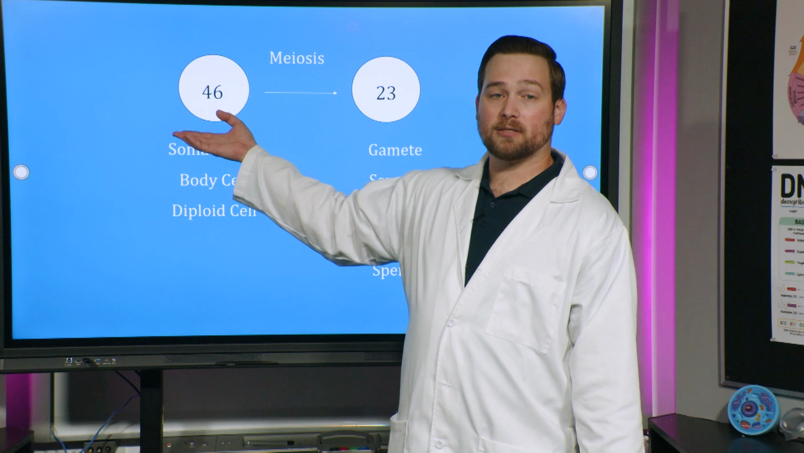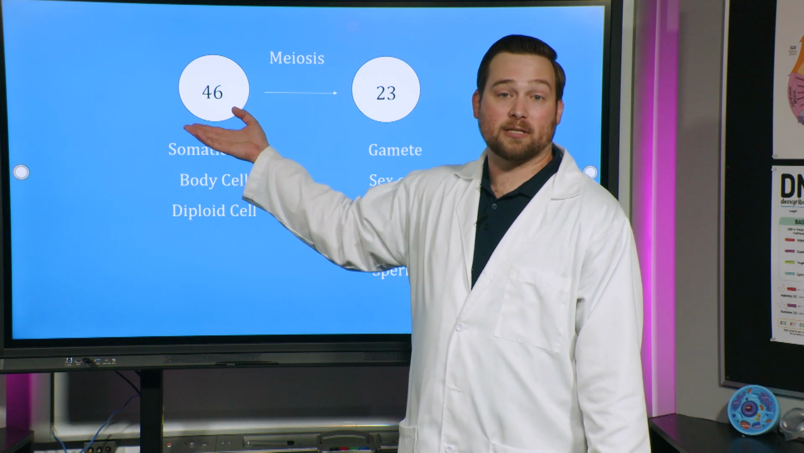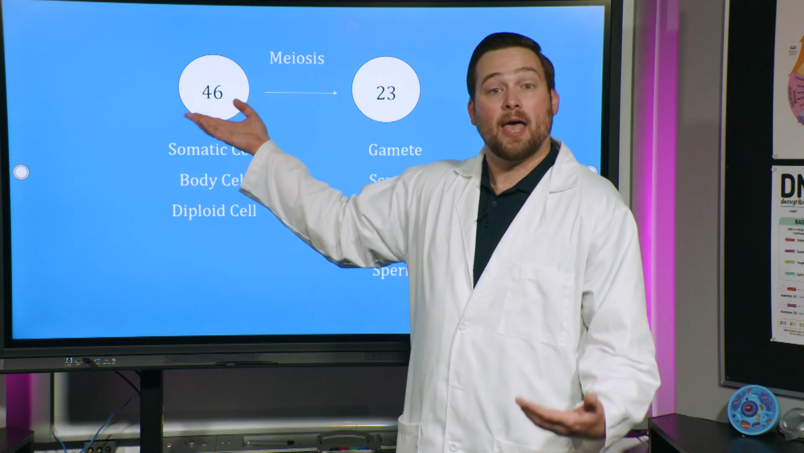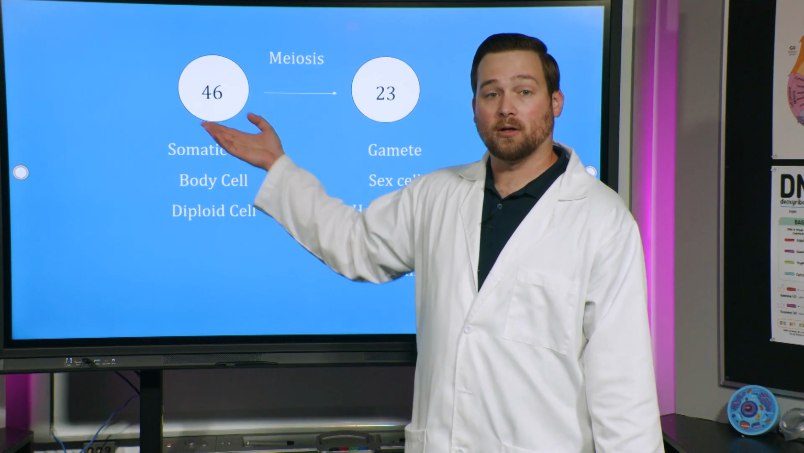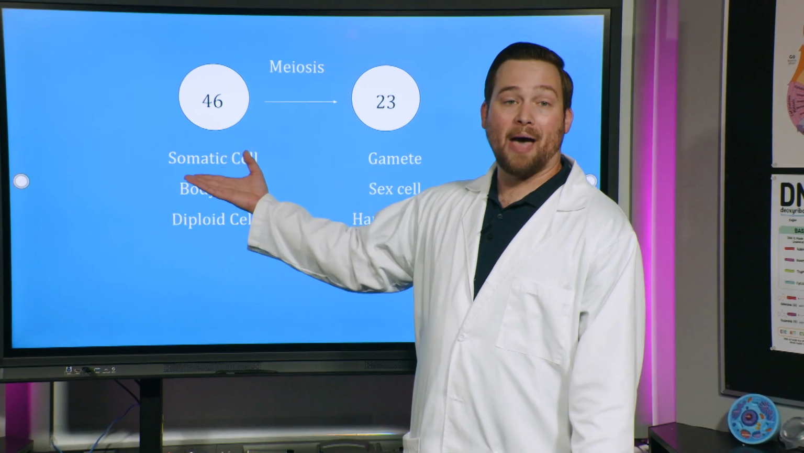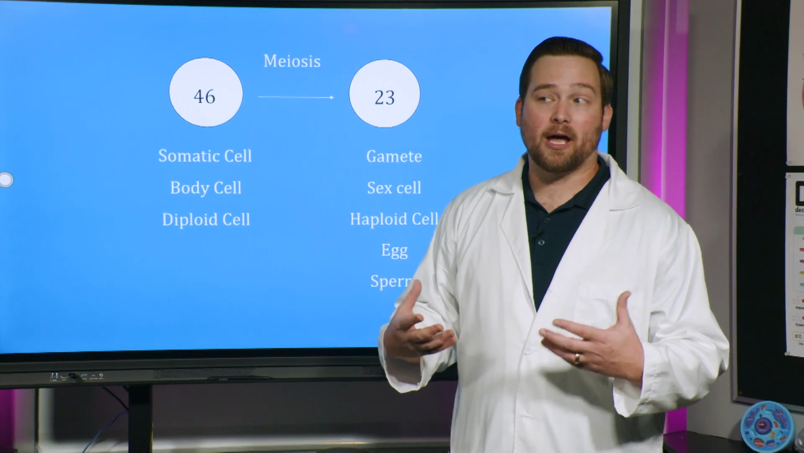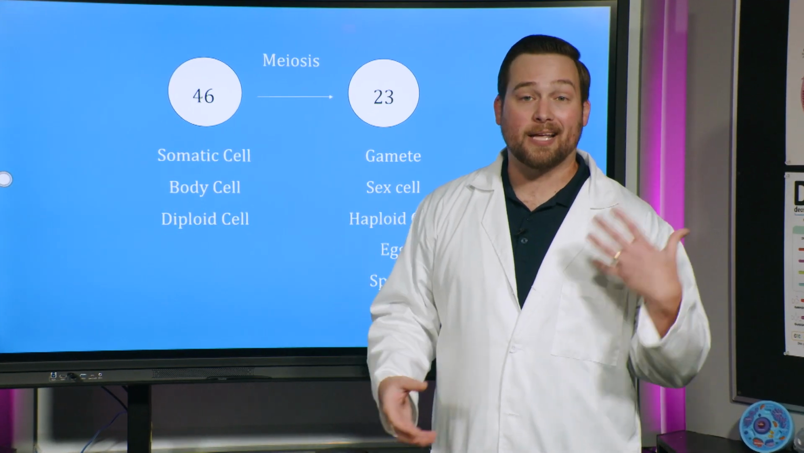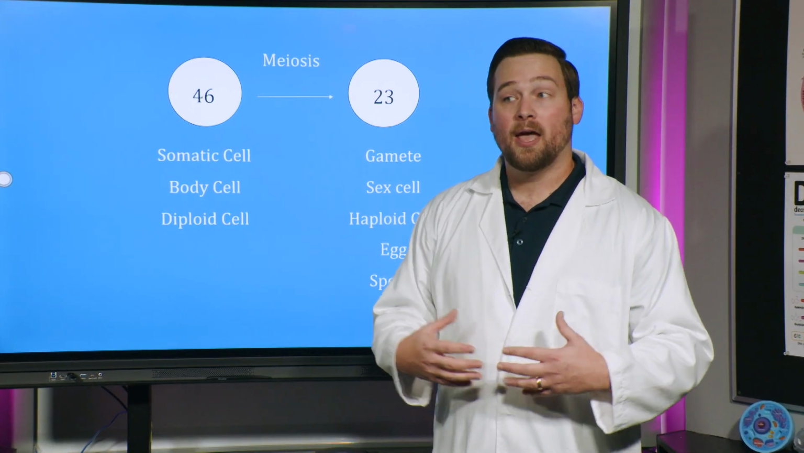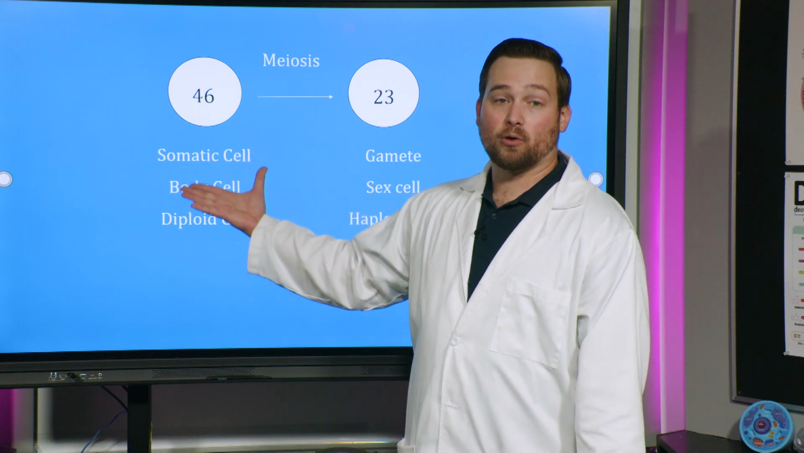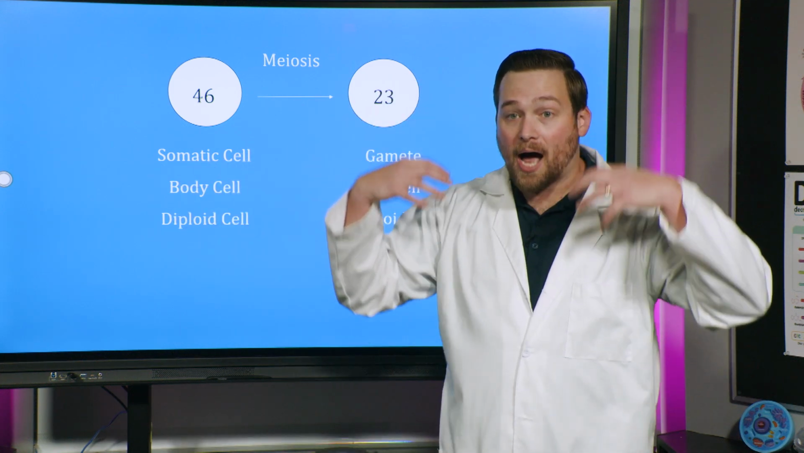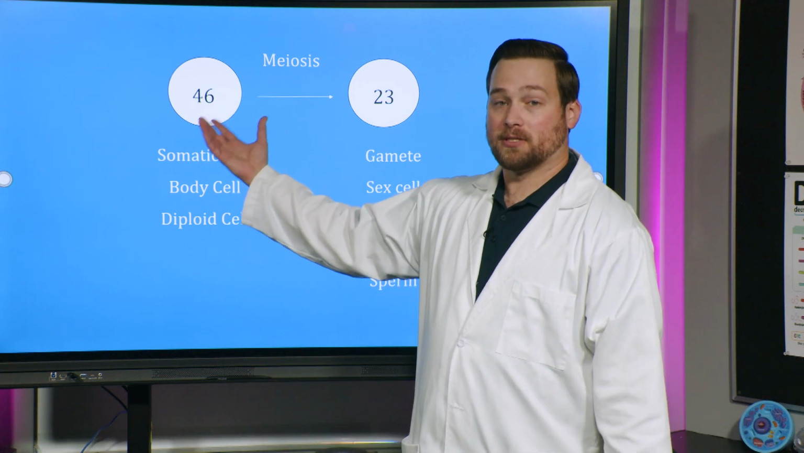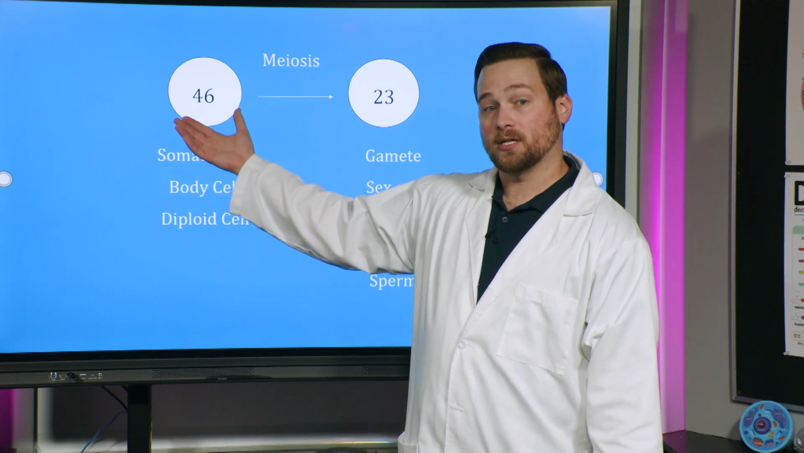Okay, well over here this cell has 46 chromosomes. That's the full amount of chromosomes we have in most of our cells. What are some words we can use to describe this cell? One that would be really good is somatic. A somatic cell is basically every cell in your body that's not an egg or a sperm. Somatic is actually another word for body. So somatic cells are body cells. Your body is mostly like this. The cells that make up your body all have 46 chromosomes.